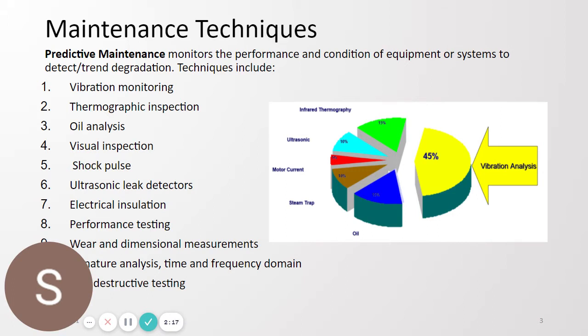Here are some predictive maintenance techniques, out of which the most commonly used technique, as we can see from the chart given, is vibration analysis. The main advantage of vibration analysis is that each fault develops its unique vibration signature with respect to the operating frequency or the running speed of the shaft.